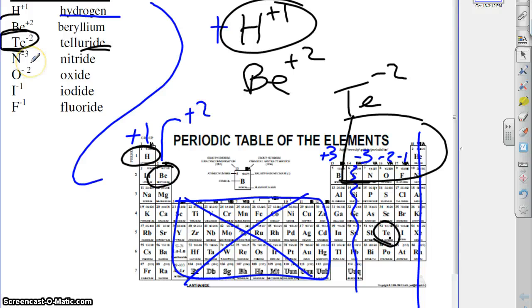You see N-3, you say, well, that's by itself, it's just a single symbol and it's -3, so it must be nitride. The element is nitrogen. Again, nitride, the -3 there, oxide, the -2, iodide is in this column, so we'd see the -1, and fluoride, also -1.